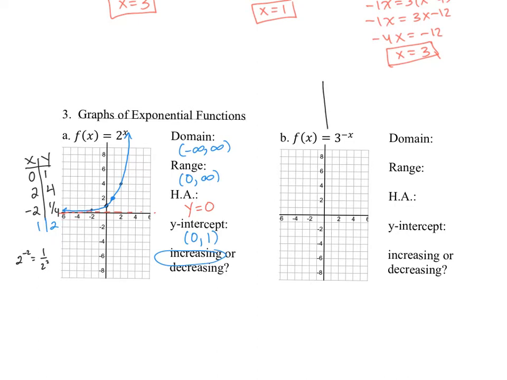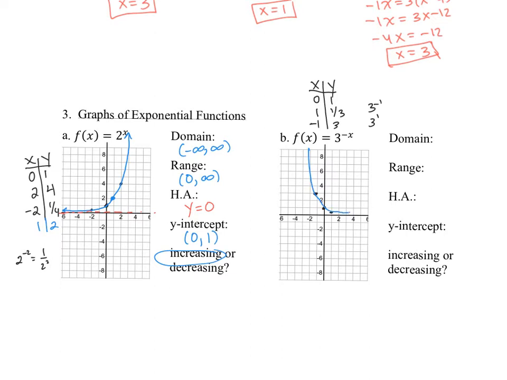For the next one, if you remember the shape, you don't need to make a table. I'm going to plug in 0. 3 to the 0 is 1, which makes sense because on any of these parent functions, the y-intercept is (0, 1). If I plug in 1, 3 to the negative 1 is actually 1/3 because the negative moves the denominator to the bottom. So it looks like it's going down on the right. Let's plug in negative 1 to be sure. 3 to the negative 1 is 3 to the 1, which is 3.